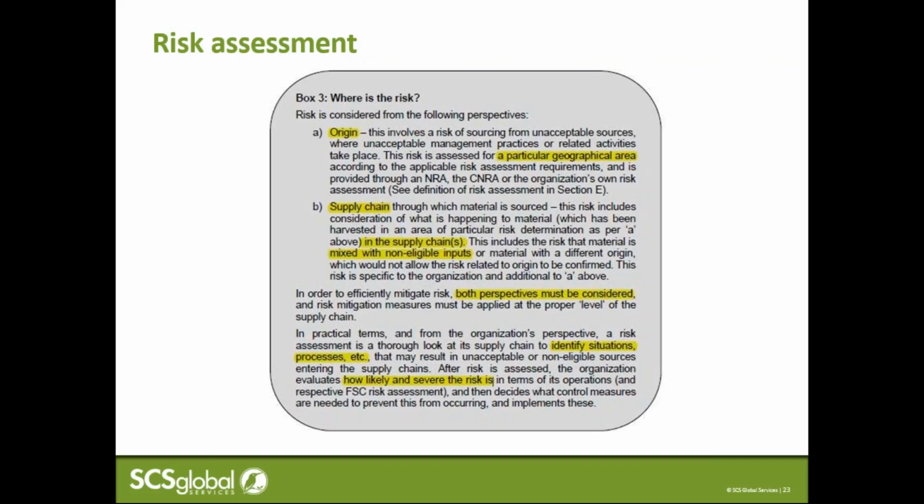The box further states that once the risk is assessed, the organization should evaluate how likely and severe the risk may be in order to implement specific control measures to prevent the risk from occurring. Therefore, an examination of potentially risky situations or processes, as well as an evaluation of the likelihood and severity of the risk, for example, may inform your supply chain risk assessment.